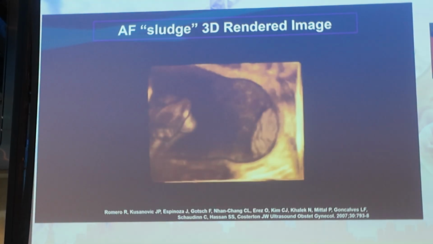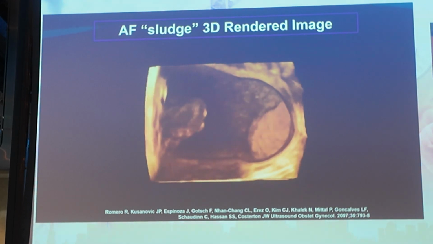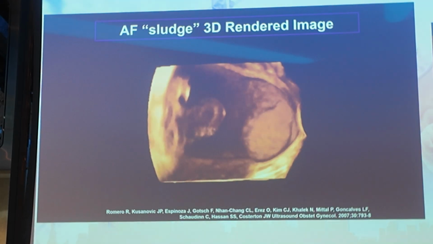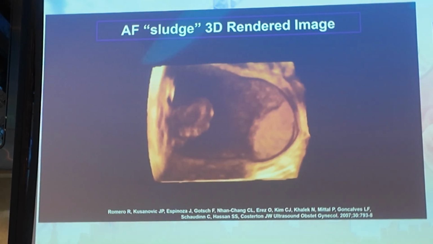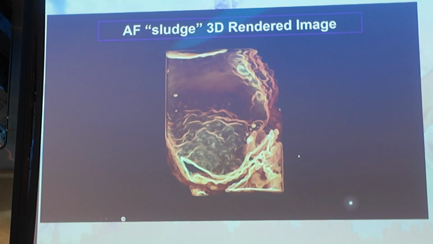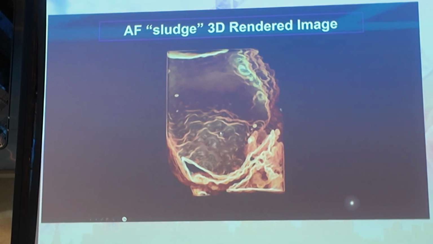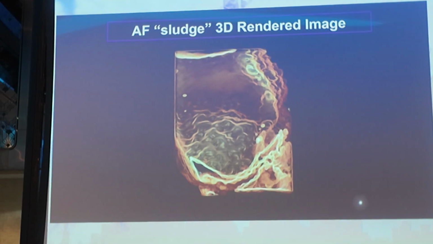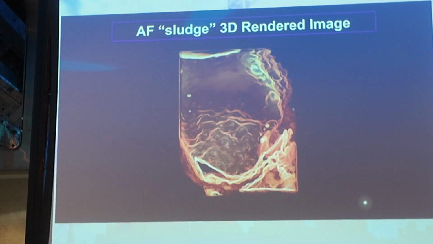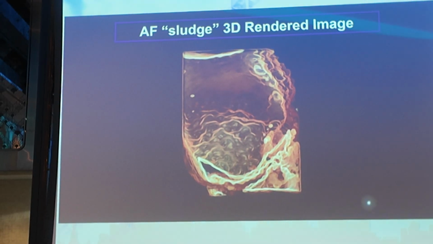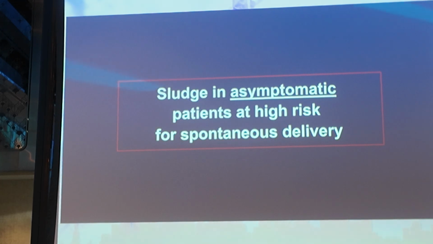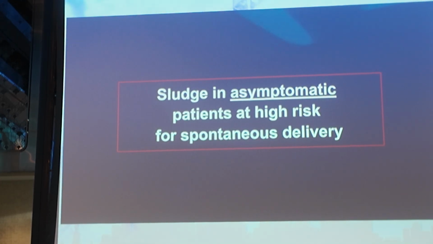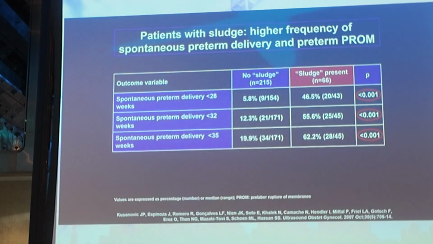A few images. This is one of the images that we published many years ago, the three-dimensional image of sludge, and this is one that we're going to publish. This is using silhouette to render sludge in the amniotic cavity. By the way, there are different appearances or causes of particulate matter. Now, sludge can also be present in asymptomatic patients who are at high risk of preterm delivery.